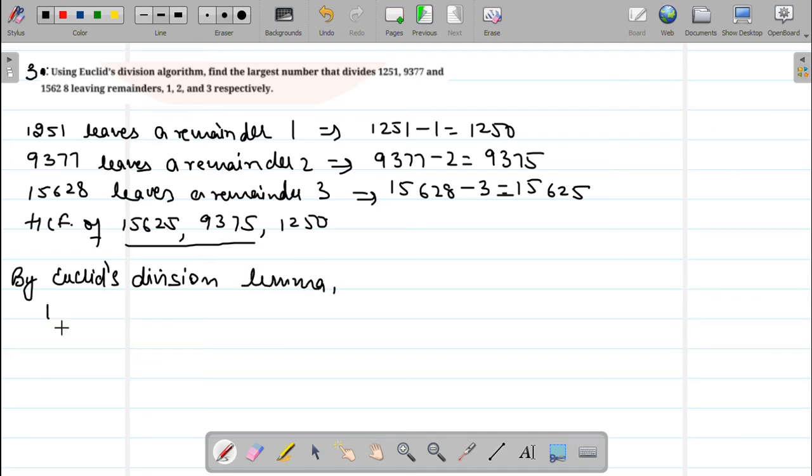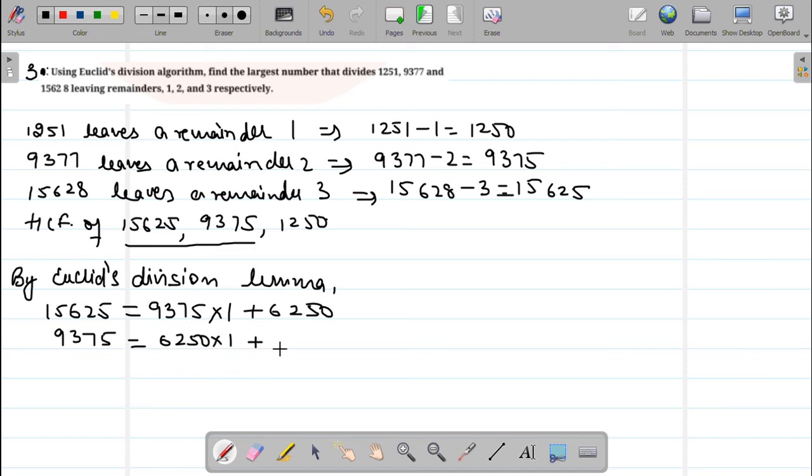I'll get 15625 is equal to 9375. Obviously, the double will be more than 15625, so this will go by 1. And the remainder, if we actually divide, should be 6250. So now the divisor becomes the dividend. 9375 is equal to 6250, and we can see very clearly that this will also go by 1 only, and the remainder now will be 3125.